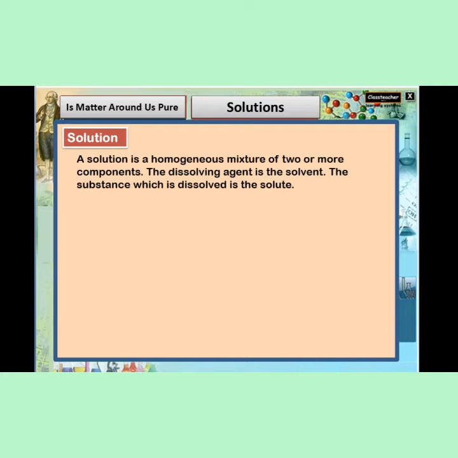Now there are two parts present in a solution. The first one is the solute and the second one is the solvent. The substance present in the lesser amount will be the solute, and the substance present in much more amount will be the solvent.